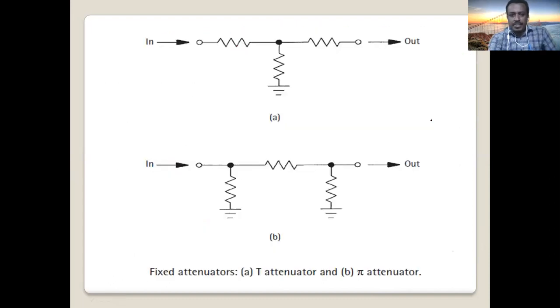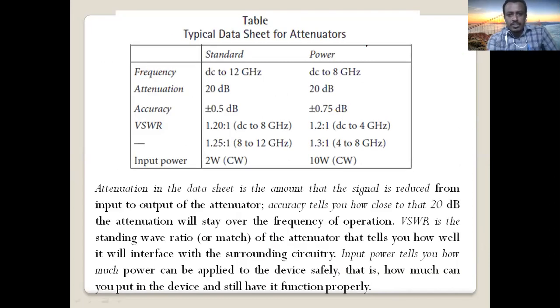Let's see the specifications. In this case, you will see the specifications from our data sheet for fixed attenuators. The first parameter is frequency. This attenuator can work from DC up to, there are two types, standard type and power type. Let's take the standard one. The first thing we have to check is the frequency range.